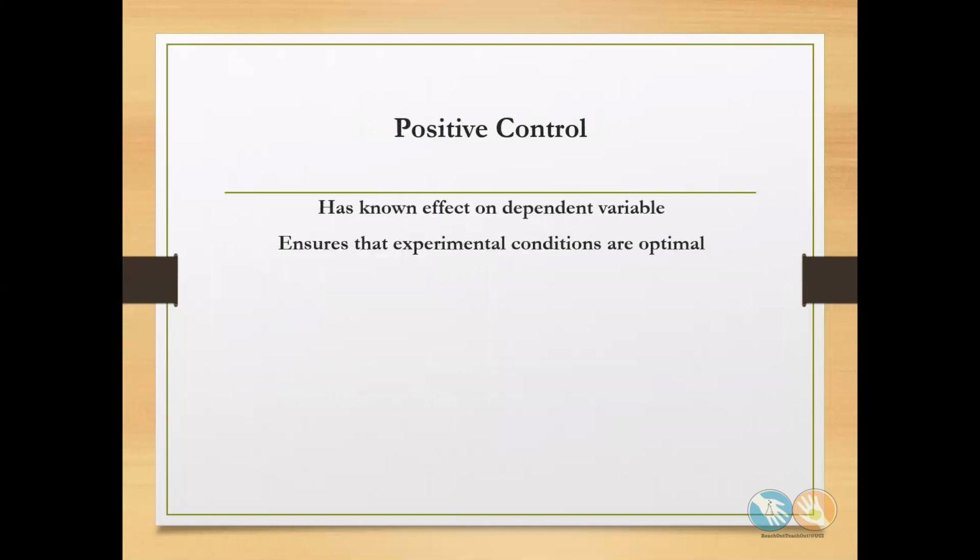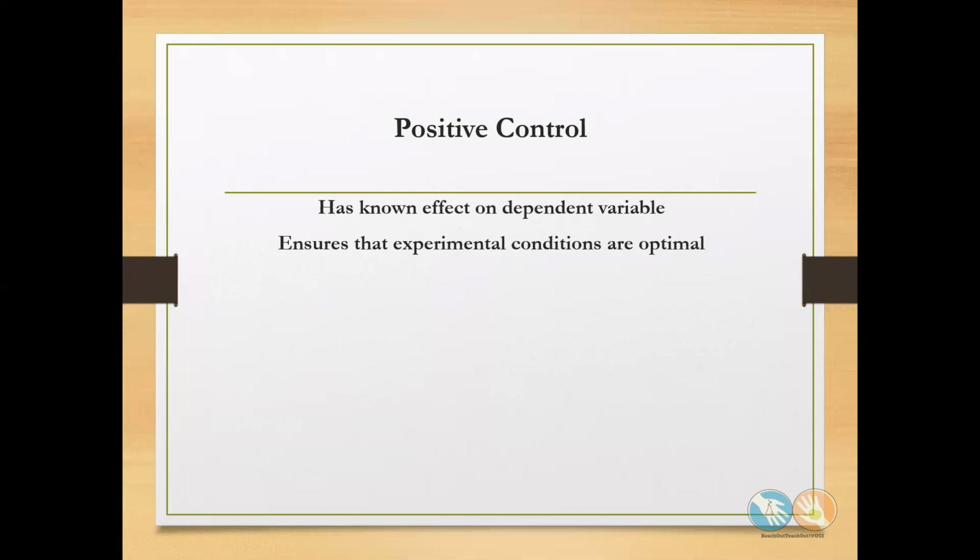It is equally important to include positive controls in any experiment. As you may remember, a positive control is a control that has a known effect on the dependent variable. Positive controls have a couple of different purposes. The first is that it ensures the experimental conditions are optimal. This also helps determine whether the independent variable has a real effect on the experiment, as well as the magnitude of that effect.